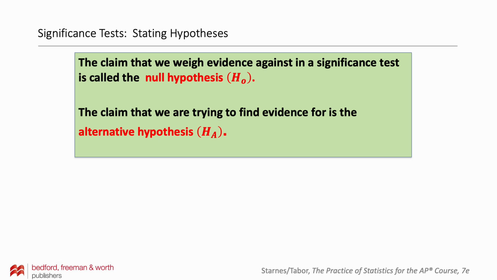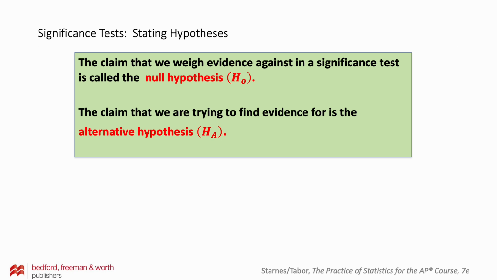The claim that we weigh evidence against in a significance test is called the null hypothesis. The claim we're trying to find evidence for is the alternative hypothesis. So relating this back to the jury verdict, the null hypothesis would be that the person is not guilty, and the alternative is that they are guilty.